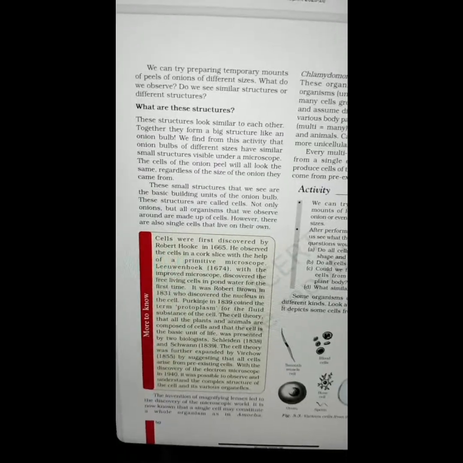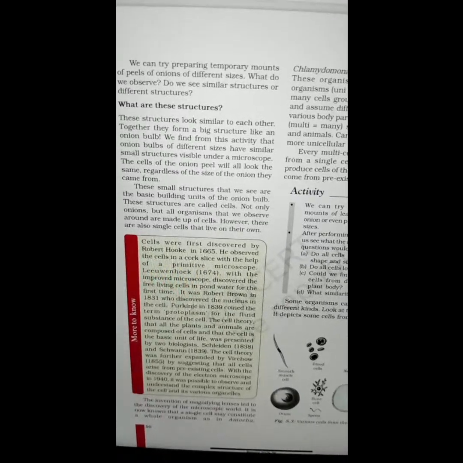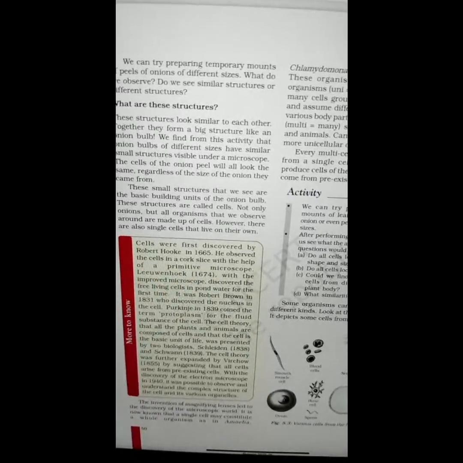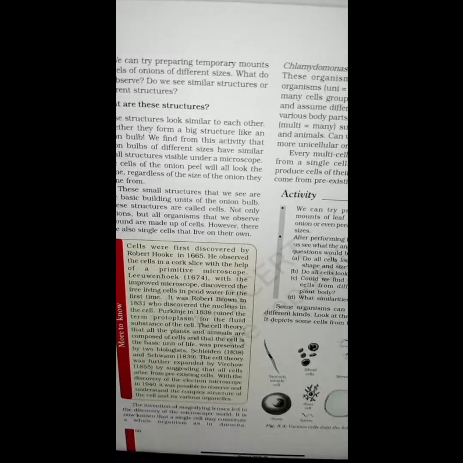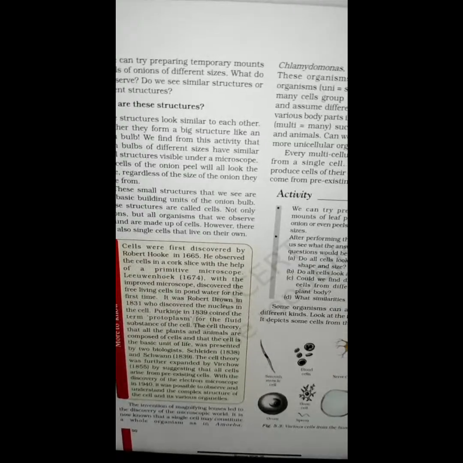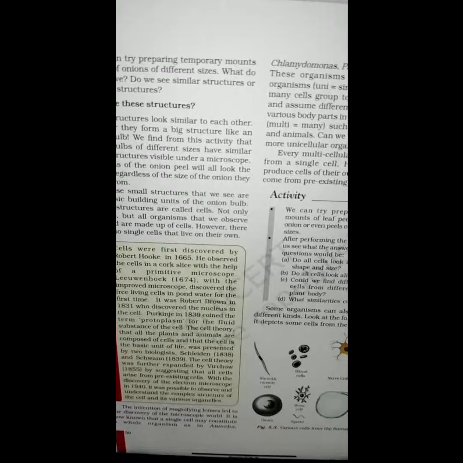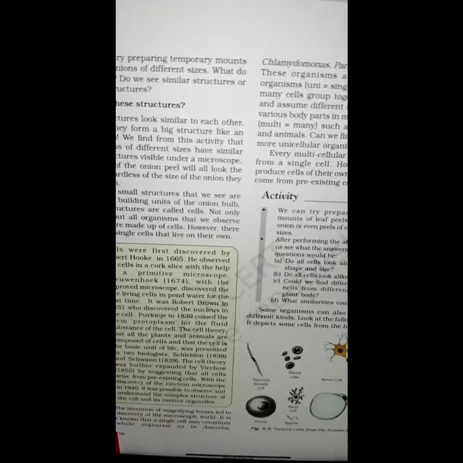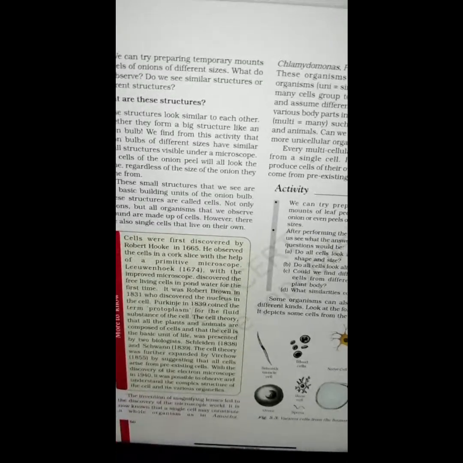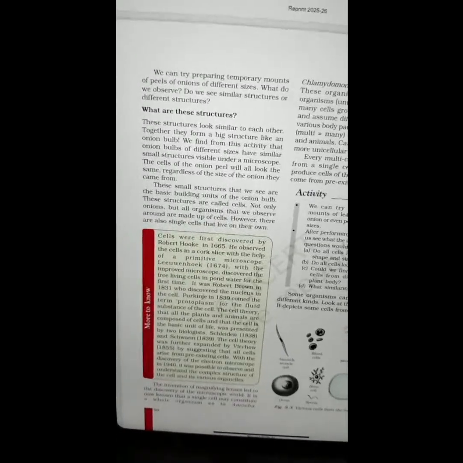And let's start. We can try preparing temporary mounts of peels of onions of different sizes. What do we observe? Do we see similar structures or different structures? What are these structures? These structures look similar to each other. Together, they form a big structure like an onion bulb. We find from this activity that onion bulbs of different sizes have similar small structures visible under a microscope. The cells of the onion peel will all look the same regardless of the size of the onion.